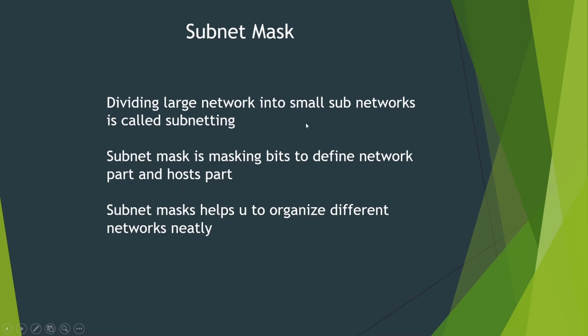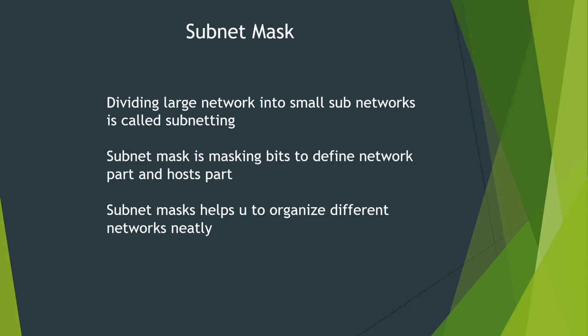So if you divide a large network into 10 small subnets, you need to identify the starting network ID and the host ID. For that, we'll use the subnet mask. And subnet mask helps you to organize different networks neatly. If you have different departments in your college like CSC, ECE, maintaining one large network at a time is not nice. That's why you can divide CSC as one subnet, ECE as one subnet, and the other departments as one subnet each, so you can easily manage those subnets.